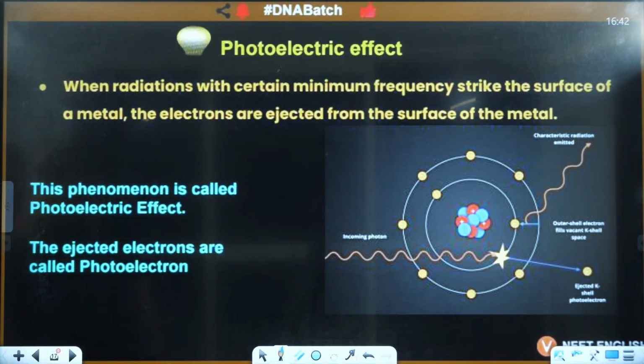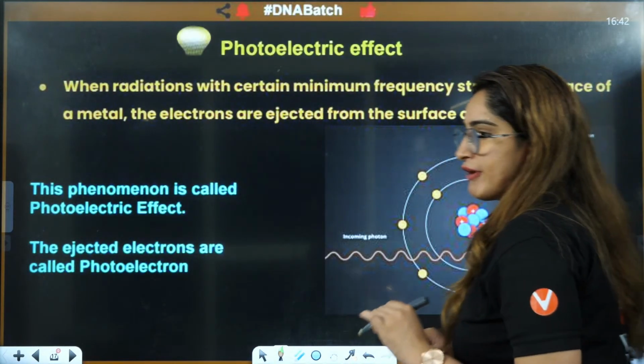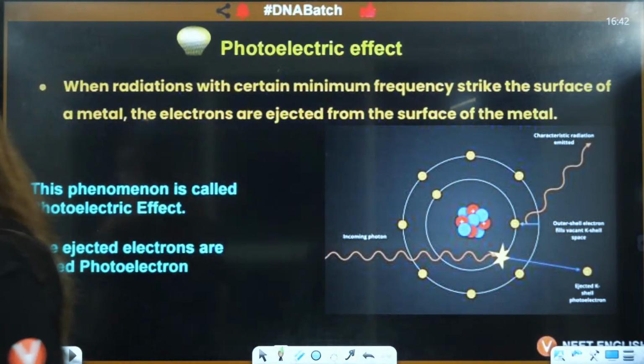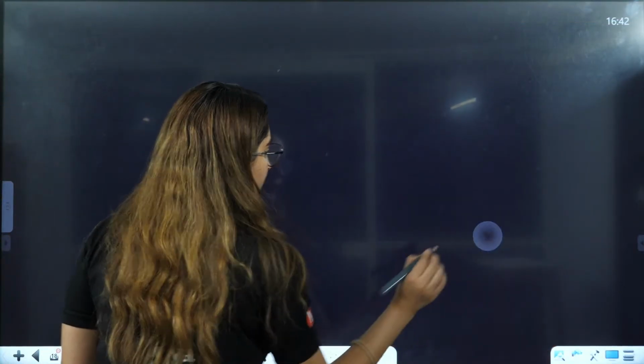Yes, very good. Now, are you ready for the photoelectric effect, students? A very, very interesting phenomenon. Let us study the photoelectric effect. I'll tell you what exactly is happening here in the photoelectric effect.